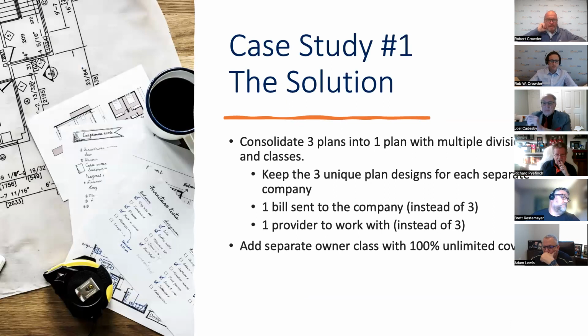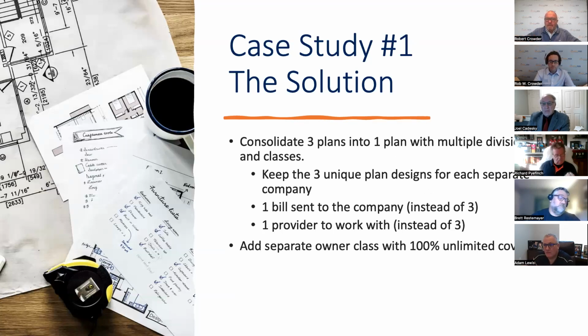So the solution that we suggested, which they adopted, was we consolidated the 3 plans into one plan with multiple divisions and multiple classes. We kept the 3 unique plan designs for each separate company. One bill was sent to one of the companies instead of 3, and there was 1 provider for each company to deal with. And it was great because the 1 bill was sent to that 1 company, and then they just charged back, because we were able to separate the bill into the various divisions and classes within those divisions. So it was easy for them to charge back the appropriate cost to each particular profit center.